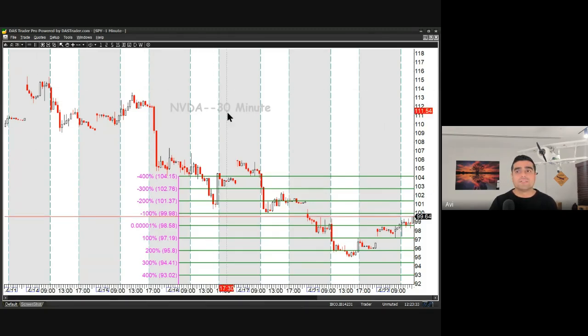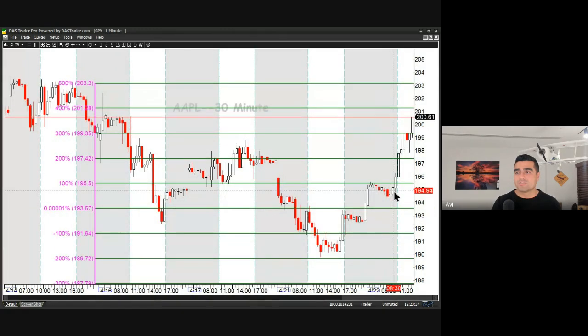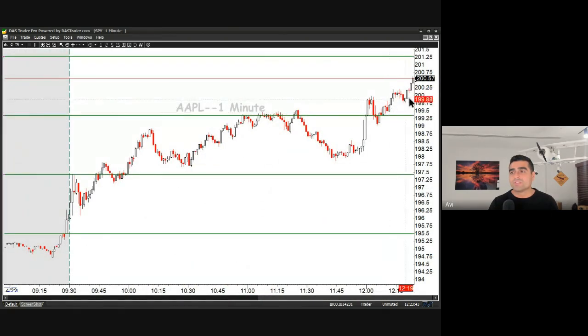On Apple, we'd call this a continuation. You have this consolidation, breakout, consolidation, second leg up. So you're getting that today on Apple. That would have been a good one. I'm not sure where to enter though. Yeah, the pattern was broken, so difficult to enter. But yeah, so that's what I'm looking for. Looking for these patterns on a 30-minute.